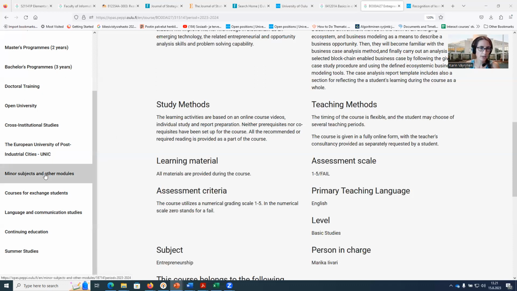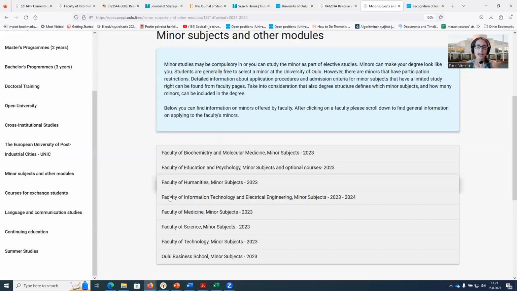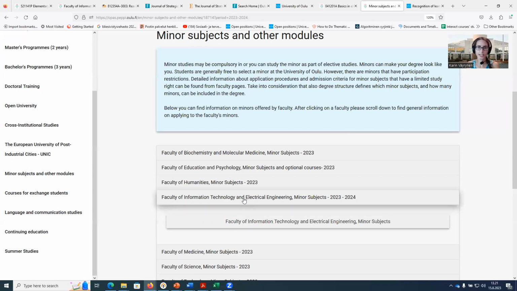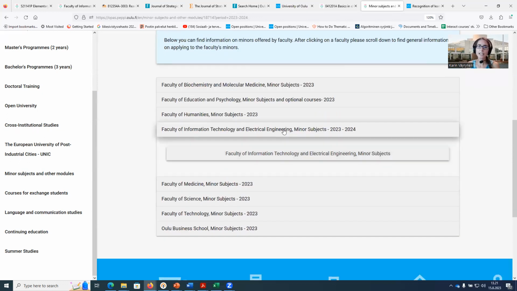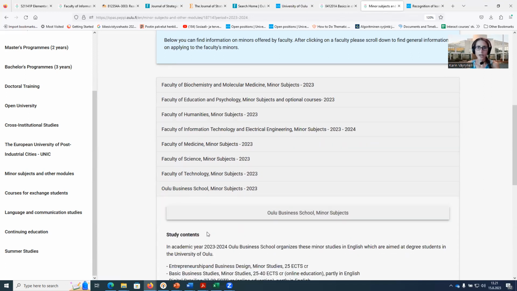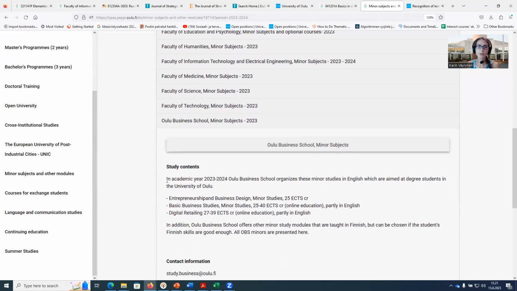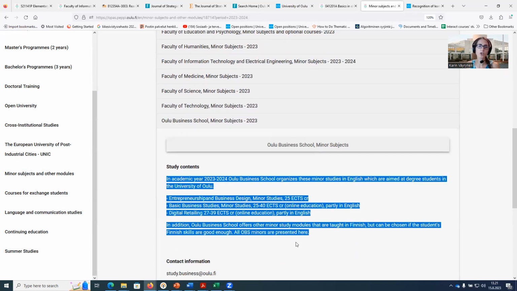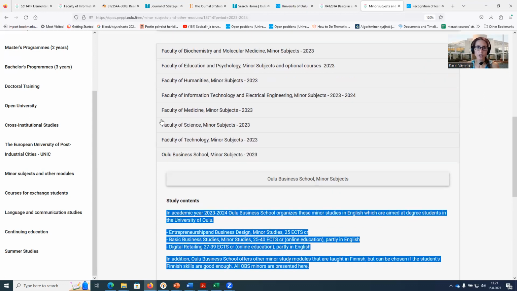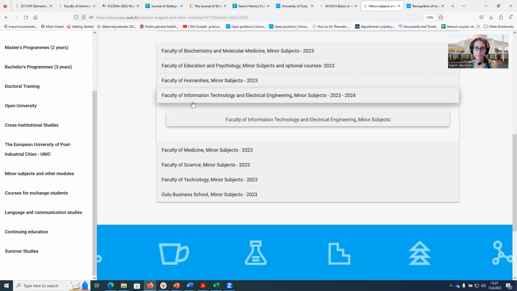So let's again go to minor subjects and other modules. And now let's have a look at what minor subjects our own faculty offers. So Faculty of Information Technology and Electrical Engineering. When I click here, in contrast to Oulu Business School, where there comes information about restrictions that not all minors are open to all students, under Faculty of IT EE it doesn't say anything like that. And that means in principle, all those courses are open to all students.